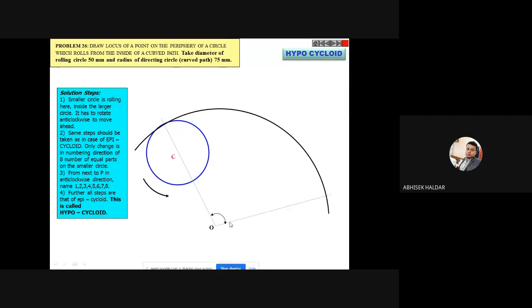So now I am calculating theta. Same equation, small r by capital R into 360. There is no difference from the equation point of view.